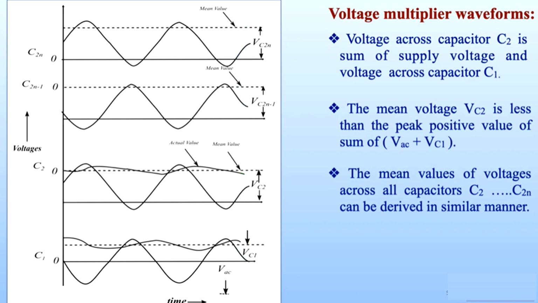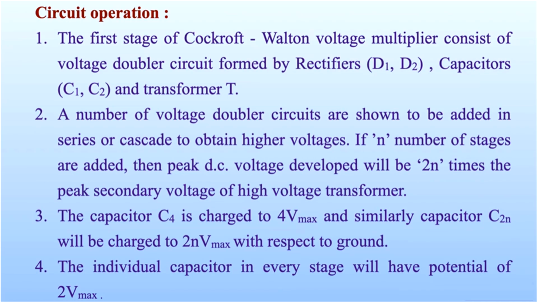The voltage across capacitance C2 is the sum of supply voltage and voltage across capacitance C1, and the mean voltage Vc2 is less than the peak positive voltage, that is the sum of VAC plus Vc1. The mean values of voltages across capacitors C2 up to C2n can be derived in a similar manner. So this shows the circuit operation.